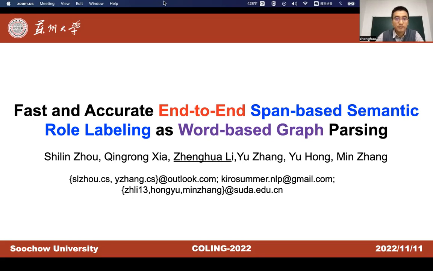Okay. And today I am going to try my best to tell the stories behind this paper, besides giving the details of the technique. The title of this paper is Fast and Accurate End-to-End Span-Based Semantic Role Labeling as Word-Based Graph Parsing. There are a few keywords. End-to-end means we try to get the results in one step. And the span-based SRL, I will introduce this. There are two kinds of SRL. And word-based graph means we actually convert an existing task into another task and make a connection. I think this is a very popular way to do research.